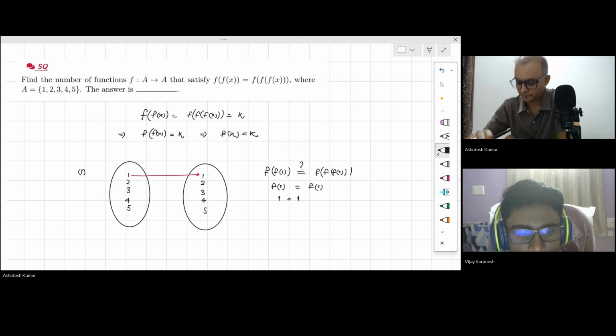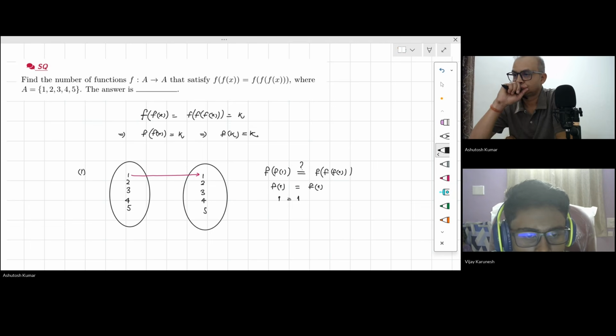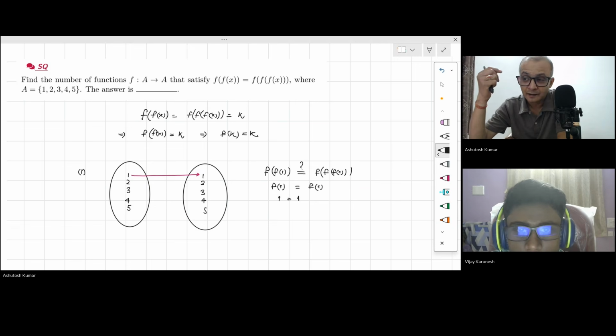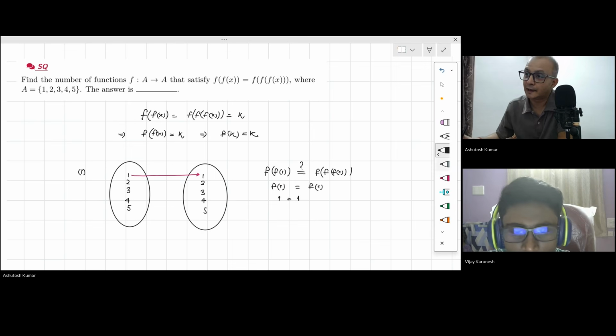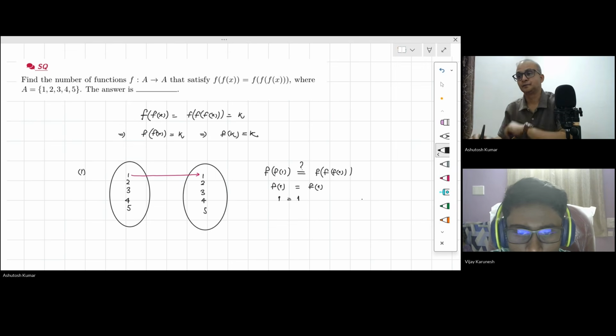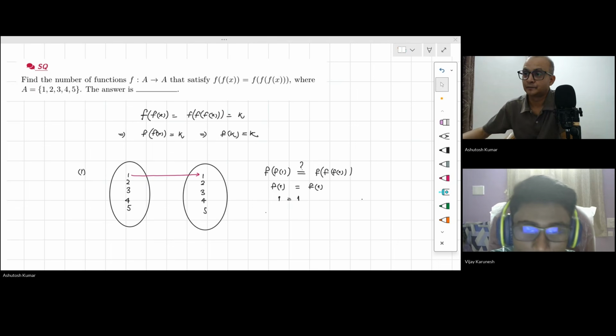How? Where will 2 map to? We can map 2 to 1 again. So then again we'll get f of 1 as the final end result. Exactly, very good. You understood the problem? Yes, sir.